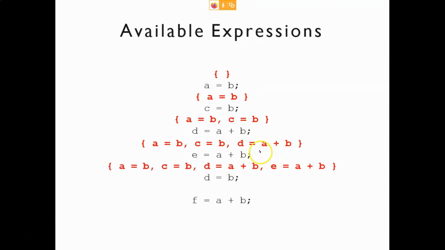Now this is available, this is available, this is available. Now the important thing is coming. After this statement, what will be available? See, after this statement, this definitely will be available. But after this statement, what is happening? After this statement, the value of D you are reassigning. So now this expression will become unavailable, right?